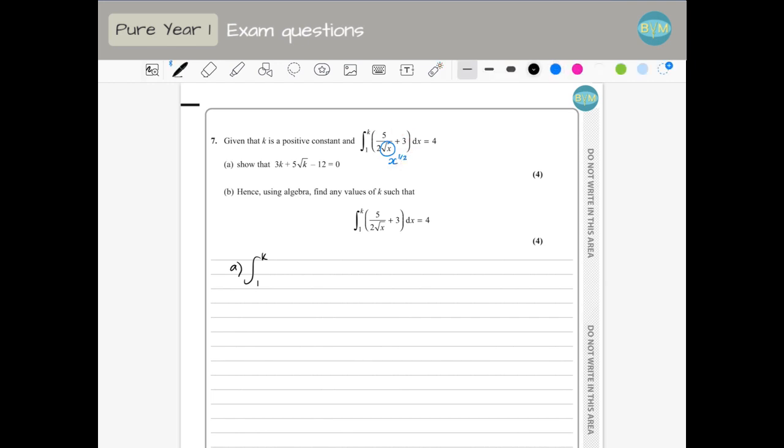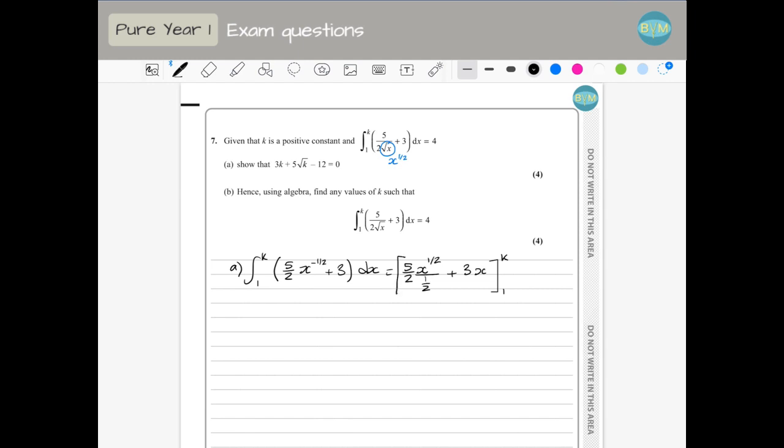So I'm going to write that function as 5/2, and I'm going to leave whole numbers because we have whole numbers at the end. Instead of dividing, x to the power of minus 1/2 plus 3 dx. We integrate that function and we have the 5/2, the x to 1 more, so minus 1/2 plus 1 is positive 1/2, and then divided by 1/2, and plus 3x. This is going to be between 1 and k.